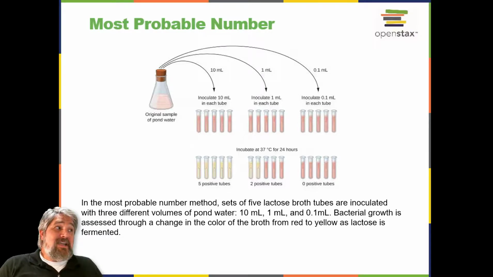A typical application of the MPN method is the estimation of the number of coliforms in a sample of pond water or any kind of water. Coliforms are gram-negative rod bacteria that ferment lactose. The presence of coliforms in water is considered a sign of contamination by fecal matter, more particularly if they're fecal coliforms.